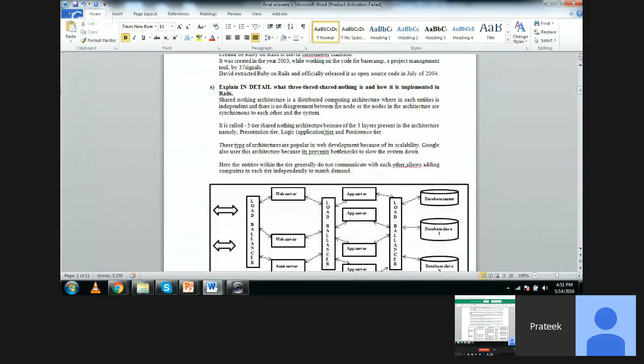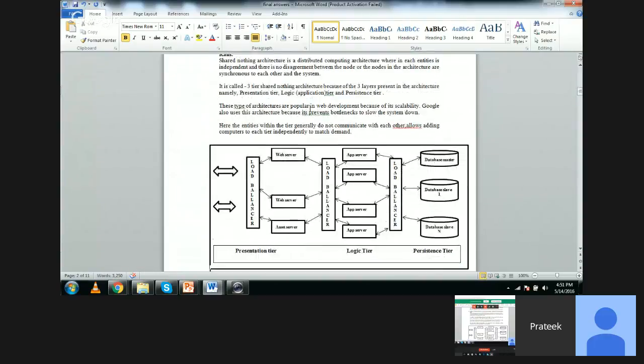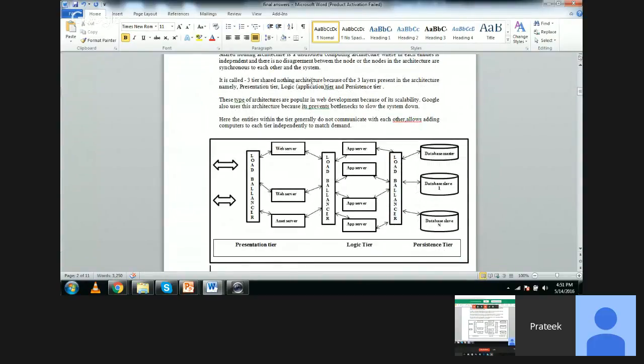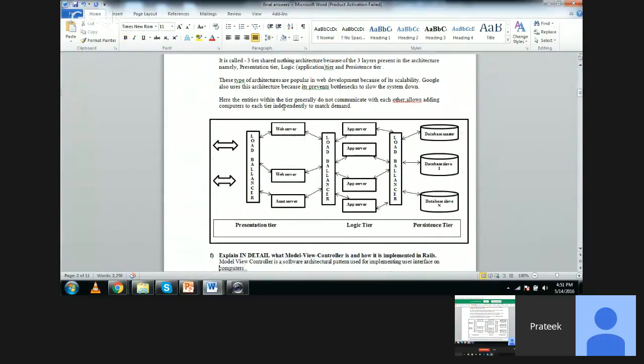Shared nothing architecture is a distributed computing architecture in which each entity is independent. There is no disagreement between the nodes in the architecture. They all are synchronous and there is no disagreement between them. It is called three-tier because of the three layers present in the architecture: presentation, logical tier, and persistence tier. And I also made a diagram for it.